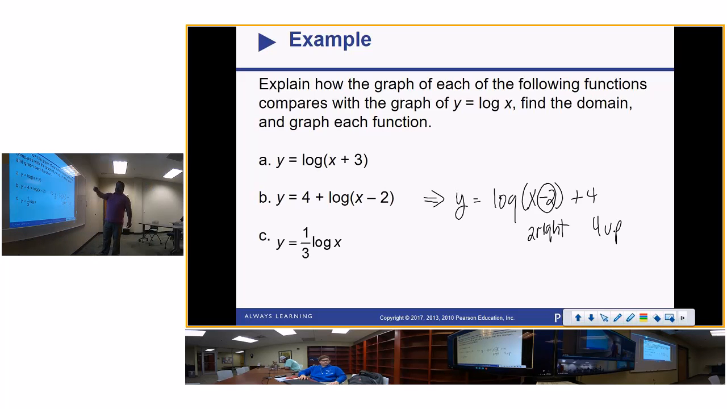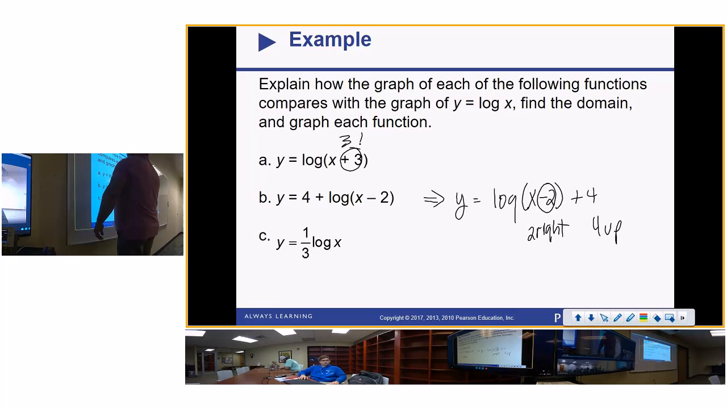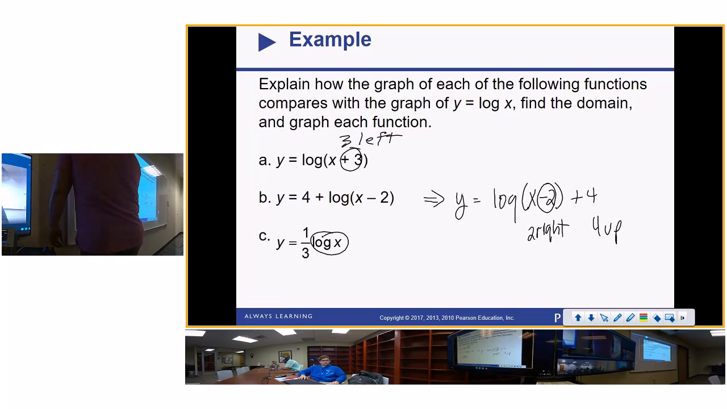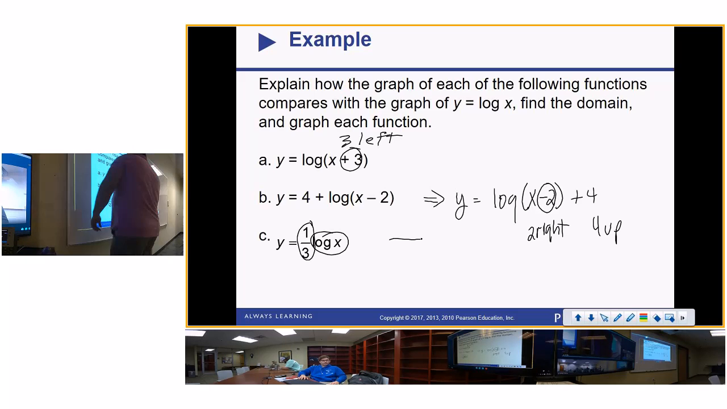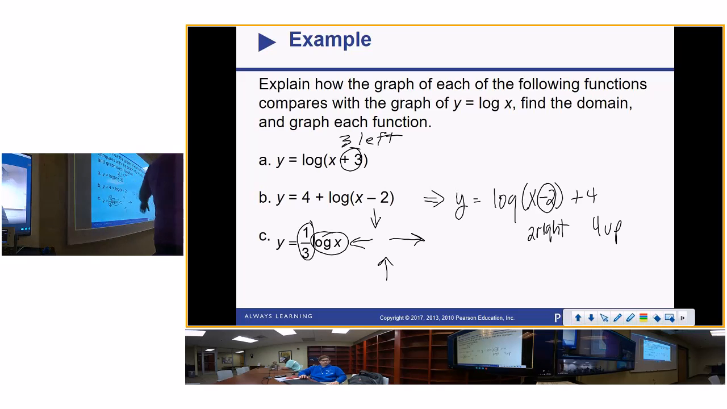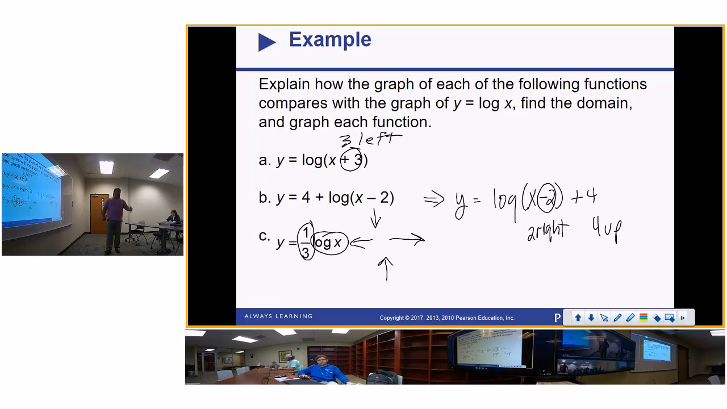So these are all 3 test questions. This is just a horizontal shift of 3 to the what? 3 to the left. And this is the parent graph of log, only what? Stretched. It's going to be stretched along the what? X-axis, and it's going to be compressed along the what? Y-axis. So those are 3 test questions, and that's what I would ask you to do. Tell me the vertical, horizontal shifts.